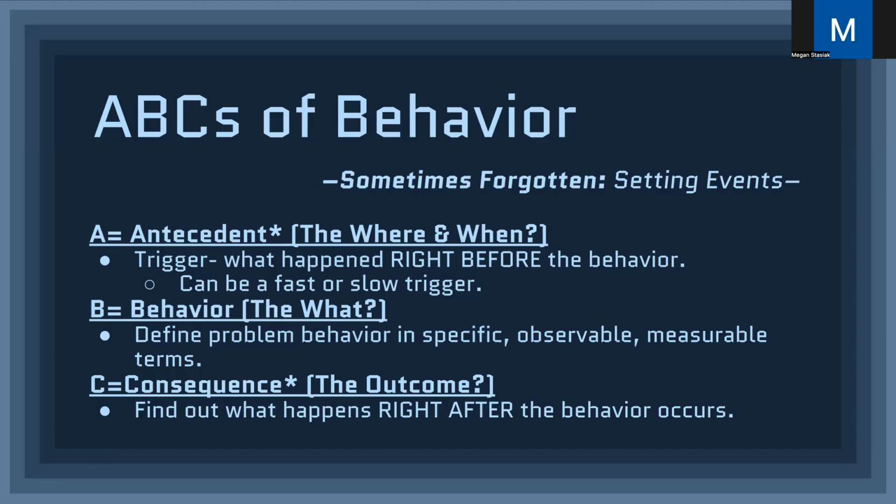You're done. In this situation, that setting event was that dyslexia, making it more likely that the student was going to get frustrated. Being asked to read aloud in class is that antecedent, that trigger. That talking out of turn or making inappropriate jokes is the behavior, that problem behavior.